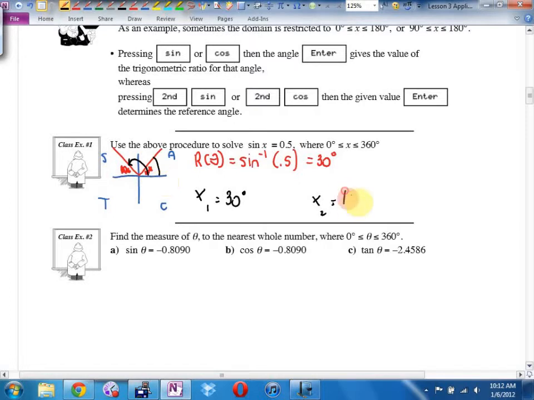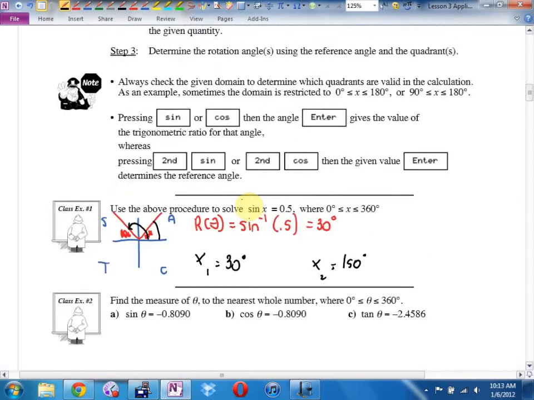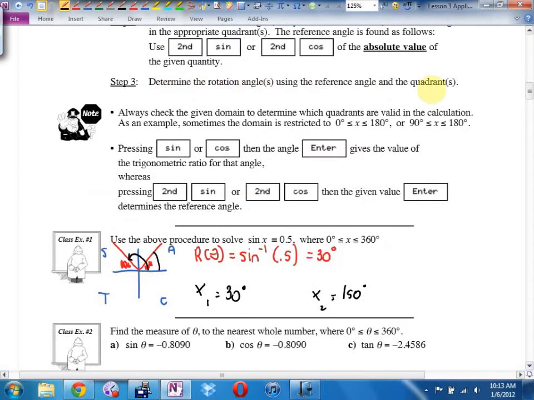By the way, got your calculators? Can you find the sine of 30? Is it 0.5? Very quickly. Can you find the sine of 150? Is it also 0.5? And that's the only way to find that second answer. Find the reference angle and use the CAST rule to figure out what quadrant we're in. Oh, that's what step three is saying. Determine the rotation angles using the reference angles in the quadrant. Lots of writing. Easier to just do.